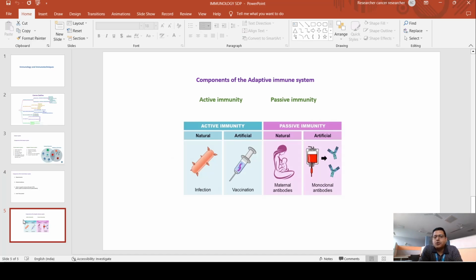The adaptive immune system is the acquired immune system. It is developed according to the experience of the immune system. This is divided into two types: active immunity and passive immunity. Active immunity can be natural. Natural means when there is infection, then the body automatically induces antibody production. When it is artificial, that is the vaccination.